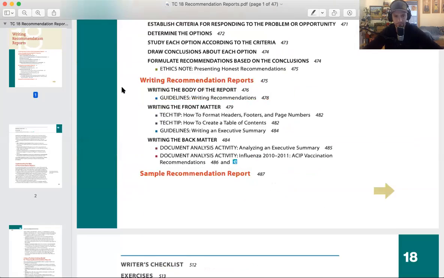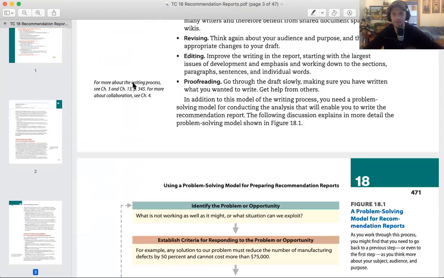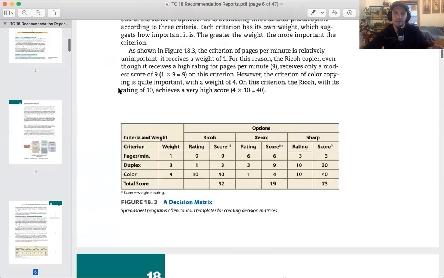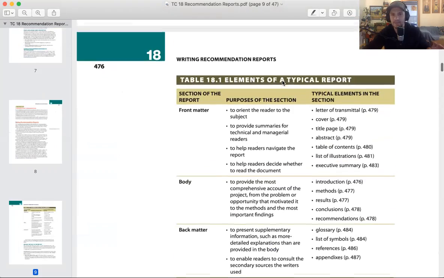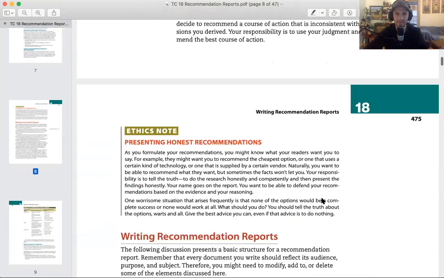And so we're going to look at a couple of different things. This chapter is quite long, and there's a lot of things in here that are not connected to our video. For example, writing in this format type with letter of transmittal, cover letter, abstract, methods, results. Obviously, we're making videos, right?